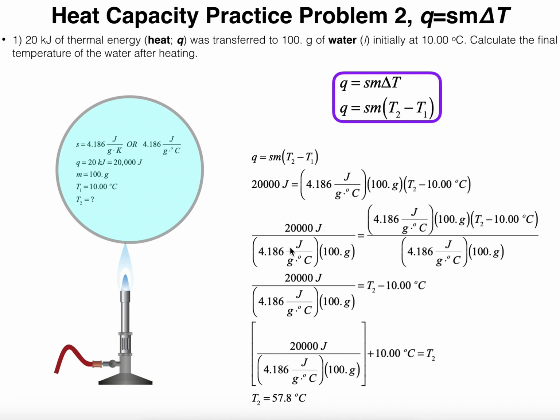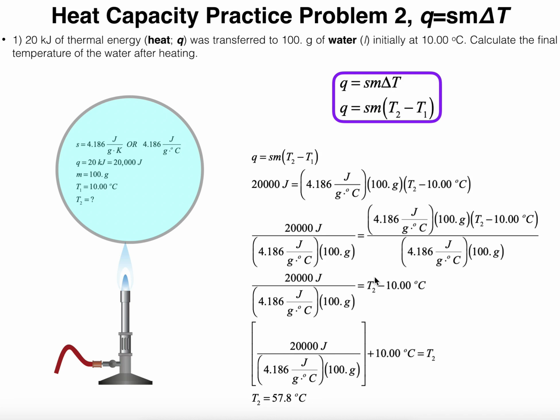I also have to do it to the left side. That's just rules of algebra, right? And notice they cancel here on the right side, and so all that's left on the right side is T2 minus 10 degrees Celsius. Meanwhile, over here on the left side, I've got 20,000 joules divided by 4.186 joules per gram per degree Celsius divided by 100 grams.